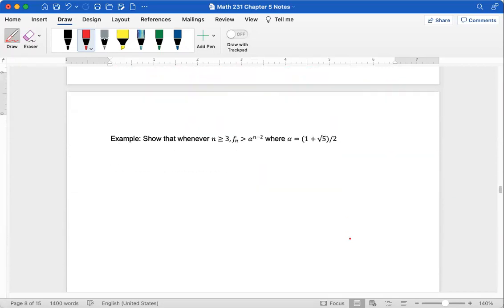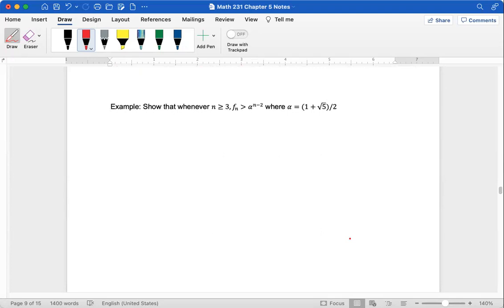Okay, we're going to do a proof now. This particular proof ties together strong induction and the recursive definition, in particular of the Fibonacci sequence. So this f sub n is based on the Fibonacci sequence that we saw earlier. So that is Fibonacci.